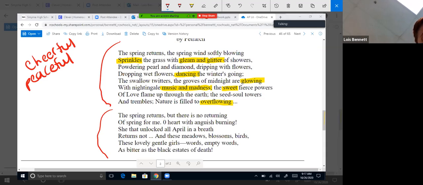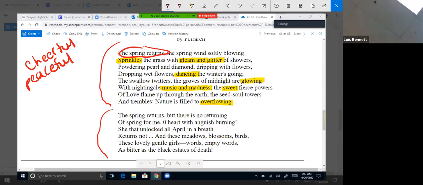It's about spring. We have it right here. The spring returns. And this is how the spring returns. The spring returns with sprinkles and dancing and dripping and dropping and glowing and music and madness. And so we have all these word choices that help create this joyful, cheerful tone.